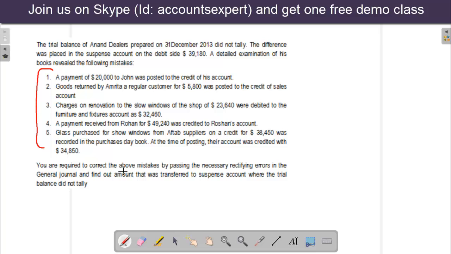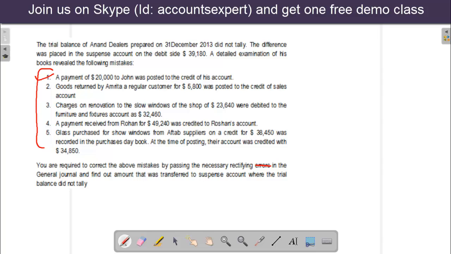You are required to correct the above mistakes by passing the necessary rectifying entries in the journal and find out the amount that was transferred to the suspense account where the trial balance did not tally. Okay, we just need to rectify the errors, and for that we will pass entries and then we will update the suspense account. Got it?